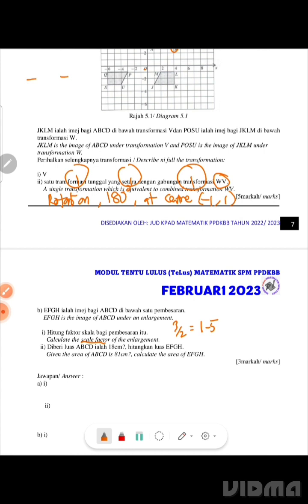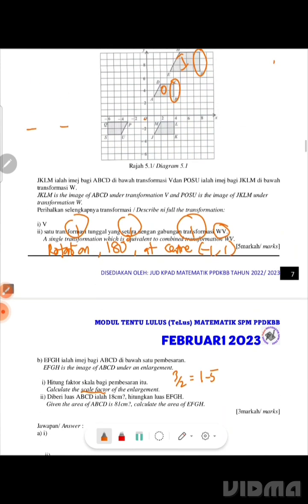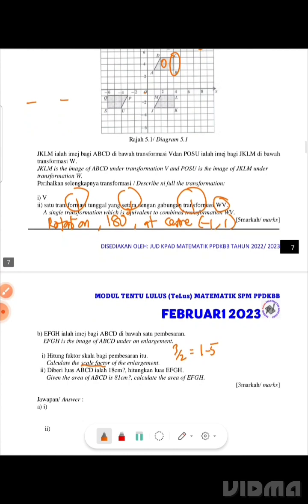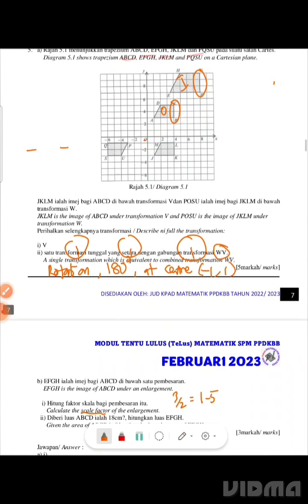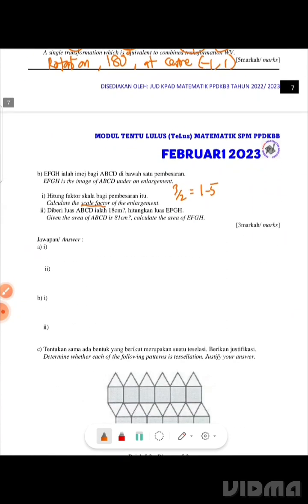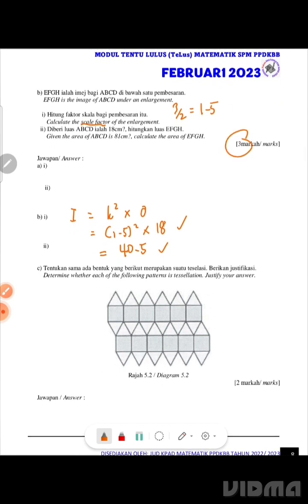Next, given the area of ABCD is 81. Calculate the area of EFGH. So EFGH is our image. So image equal to k squared times area of object. So 1.5 squared times 18. So you will get 40.5. Alright. 1 mark for your calculation, 1 mark for your final answer. So 3 mark.